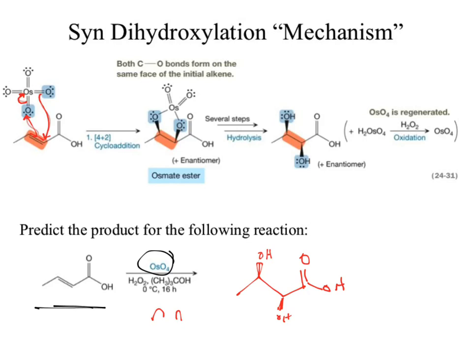What if I react it with a person? Is that an alligator? Let's go with alligator, and I'm done with time, so I can't draw anymore. But let's say that was an alligator. What do I get? The exact same product. Syn addition, OHs. Okay? That's what our OsO4 does. Okay? And with that, we'll end today.